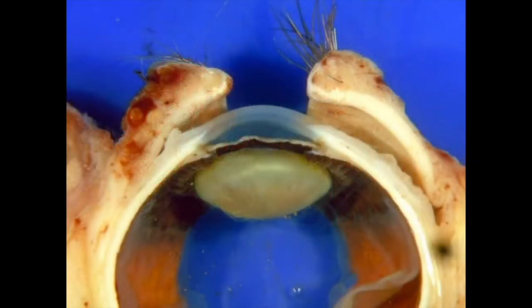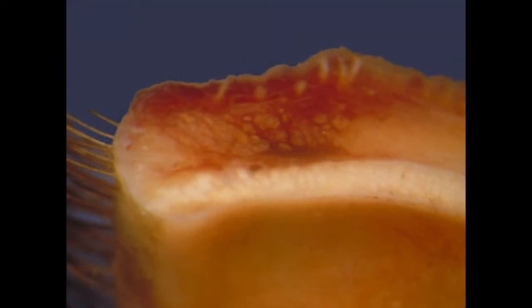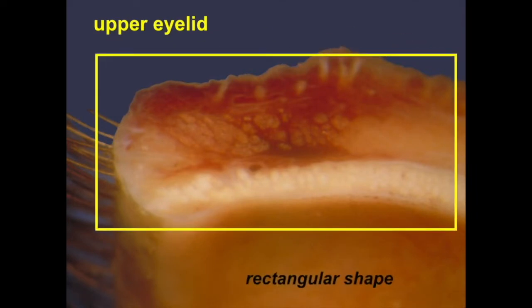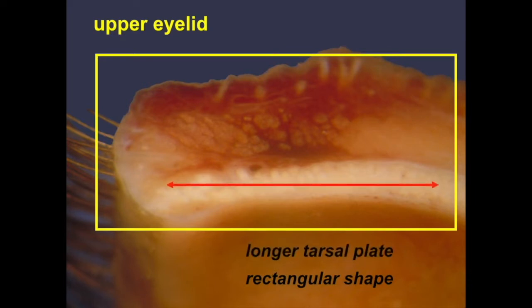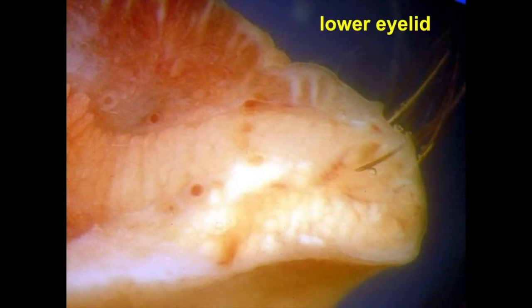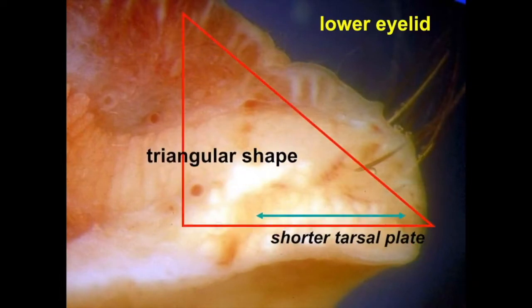The eyelids are flaps of skin that protect the eye and provide a moist chamber necessary for corneal transparency. The upper eyelid is larger. It is roughly rectangular in configuration. It has a longer tarsal plate and more meibomian glands. In contrast, the lower lid has a shorter tarsal plate, it's smaller, and it has a roughly triangular configuration.